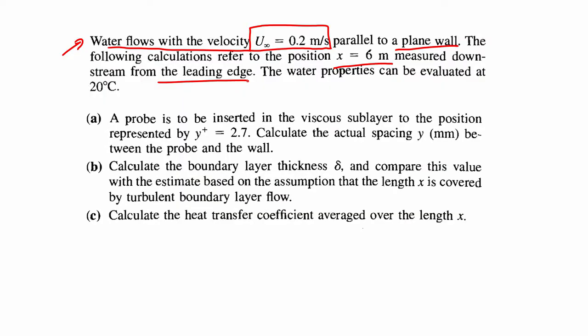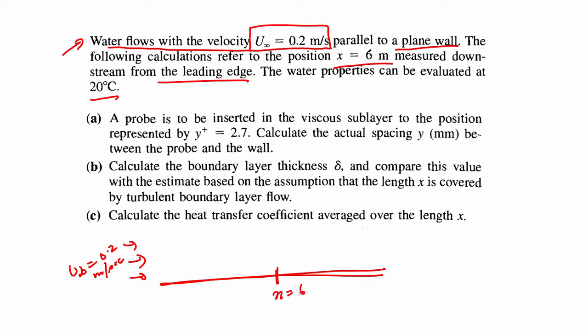The first problem, if you look at the PPT, says that water flows with a velocity of u infinity equal to 0.2 meter per second parallel to the plane wall. The following calculations refer to the position x equal to 6 meter measured downstream from the leading edge. The water properties can be evaluated at 20 degrees Celsius. So, it is basically water flowing over a flat plate parallel to a plane wall. U infinity is about 0.2 meter per second.